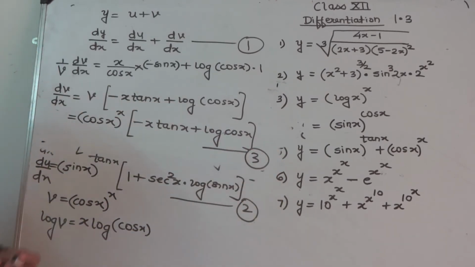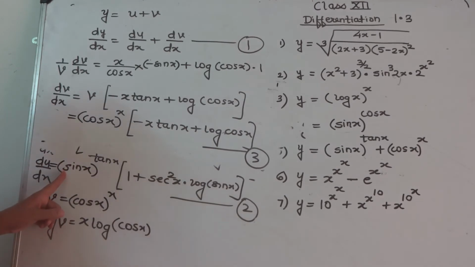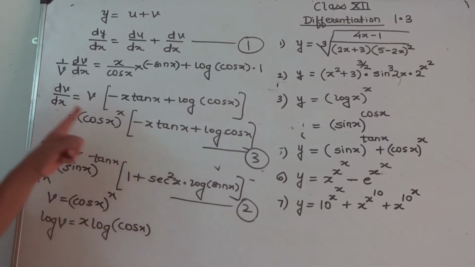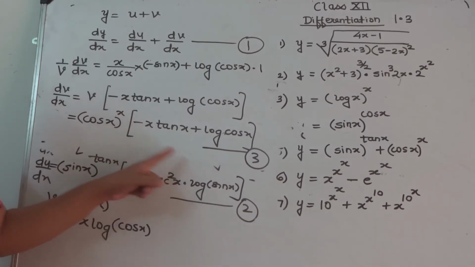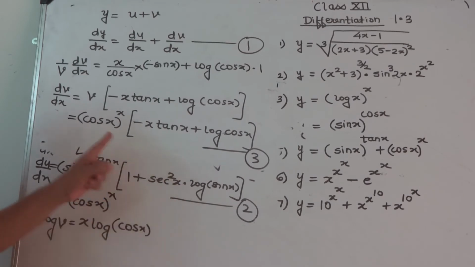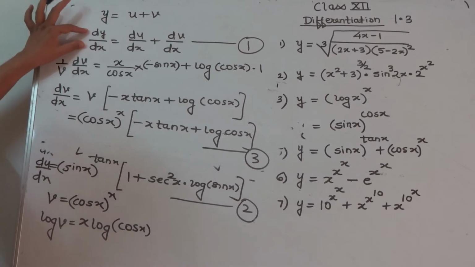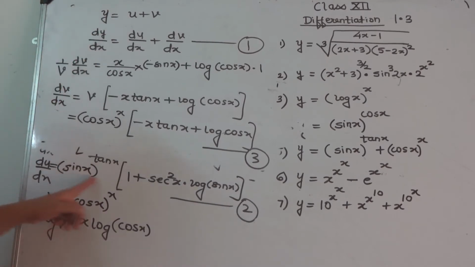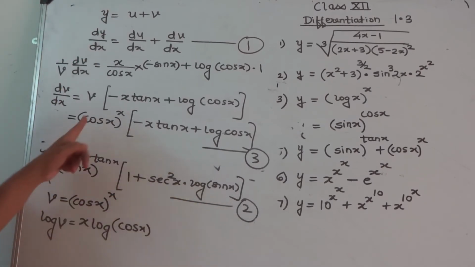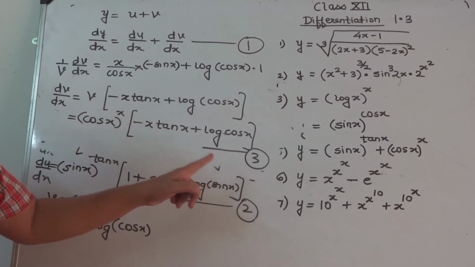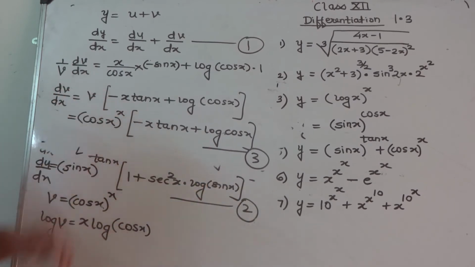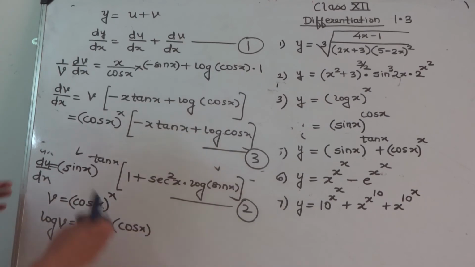Now students, last step is for you. We know value of du by dx, we know value of dv by dx. This 2 complete and 3 complete we will replace over here, so we get dy by dx equal to this complete term plus this complete term. I hope you have understood this sum. We move on to the next sum.